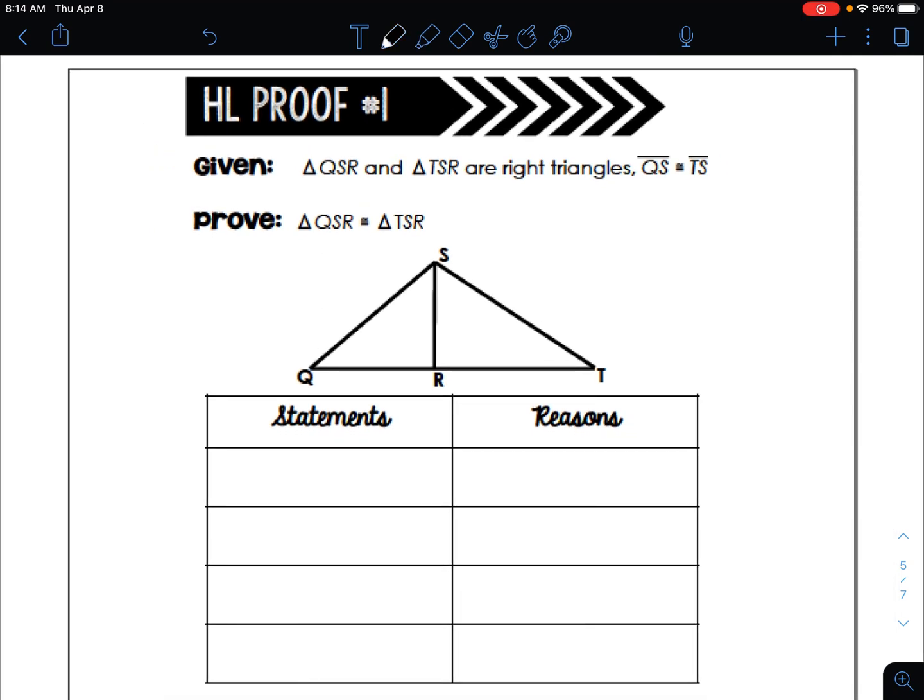Oh man, this is awesome. Here we go. So what do we know on this one? We know those 2 triangles, QSR and TSR, are right triangles. Well, that means we got right angles. Yeah, baby. That's good. And then QS is congruent to TS. Oh, no, let's switch colors. QS congruent to TS. And then we got, you got it, the reflexive property again.